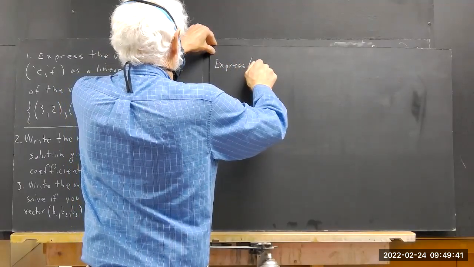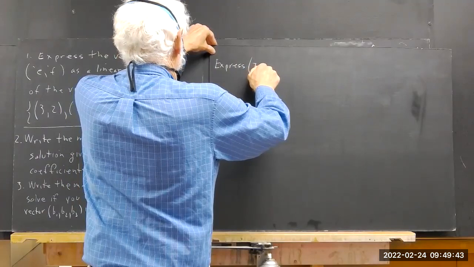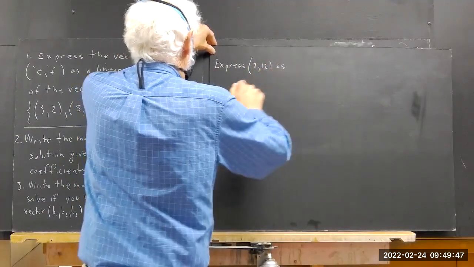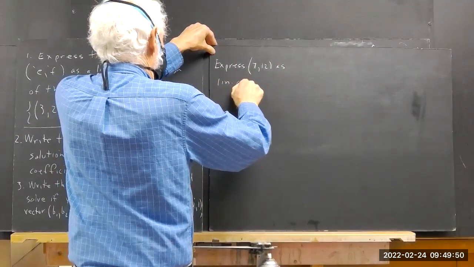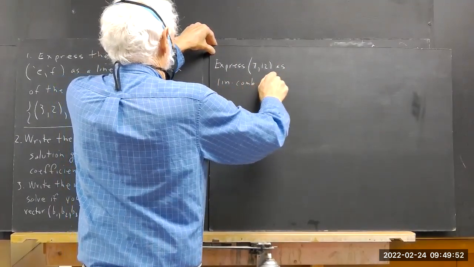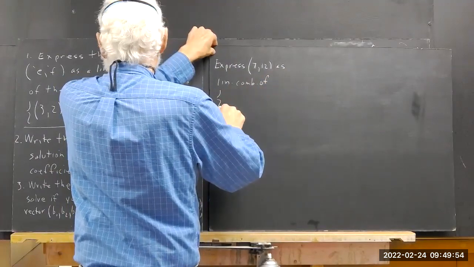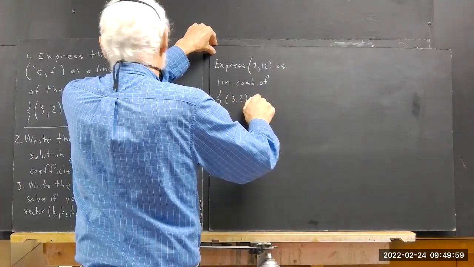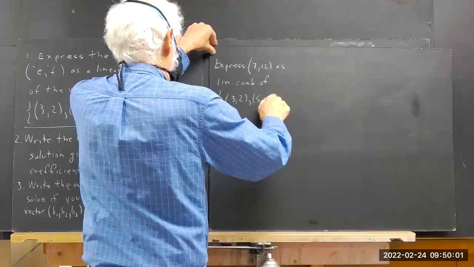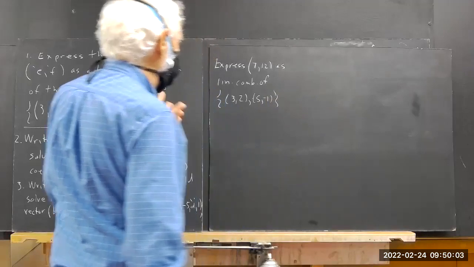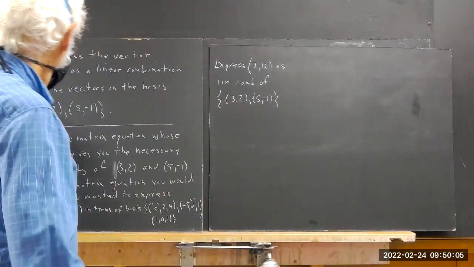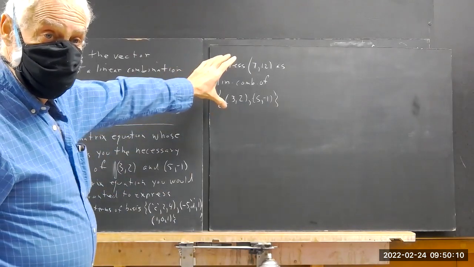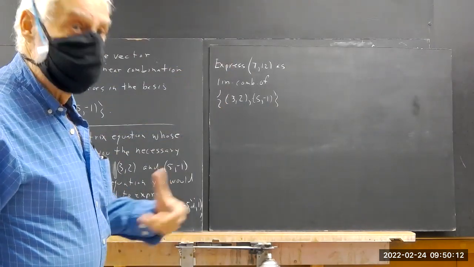Express the vector 7, 12 as a combination of the vectors in the set. You should officially write "vectors in the set," and I did. Okay, but this is enough. You don't have to get too worried with it.